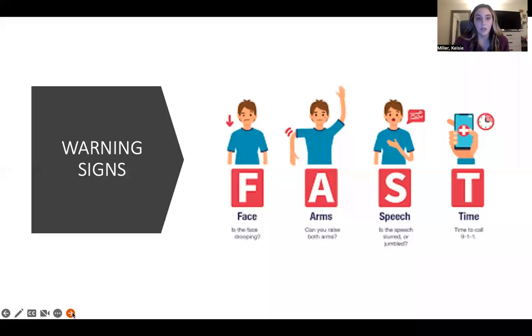Warning signs: if you notice that someone is possibly having a stroke, these are the 4 things you should be doing. The first thing is you see if their face is drooping or if they can't use half of their body. You also want to ask if they can raise both of their arms to see if it's affecting one side of the body. You also want to ask them to speak and see if it's slurred or if they have jumbled words or they just can't speak in general. And timing is very important with a stroke. The faster you call 911, the better.